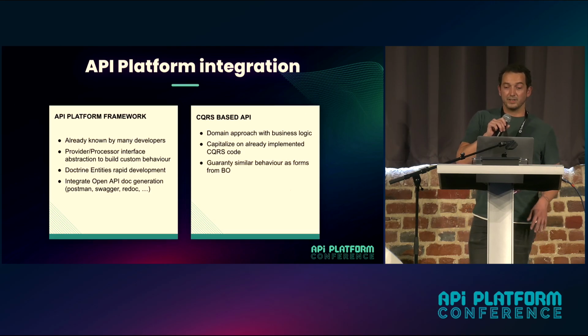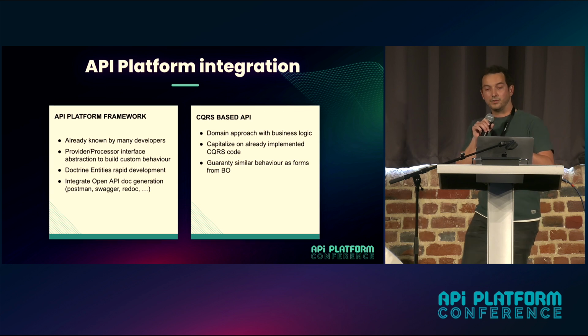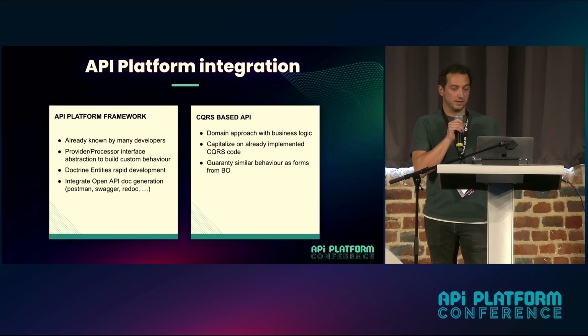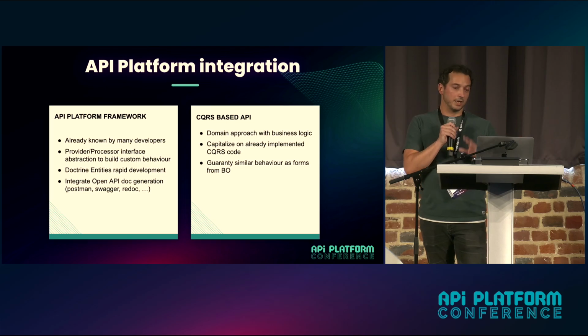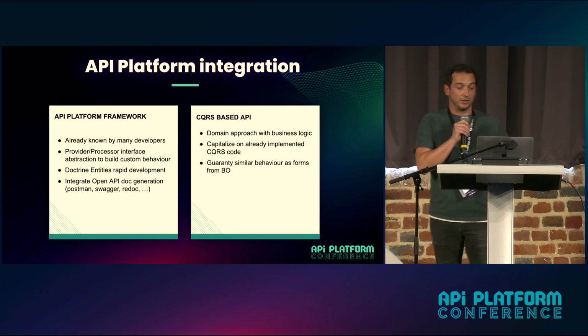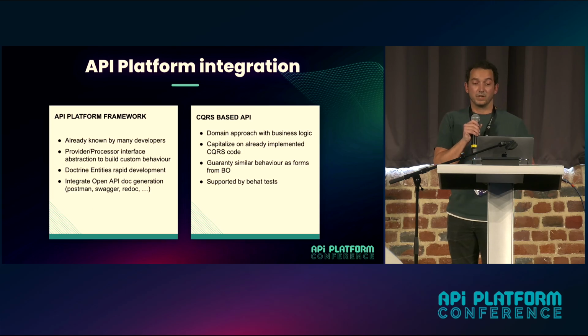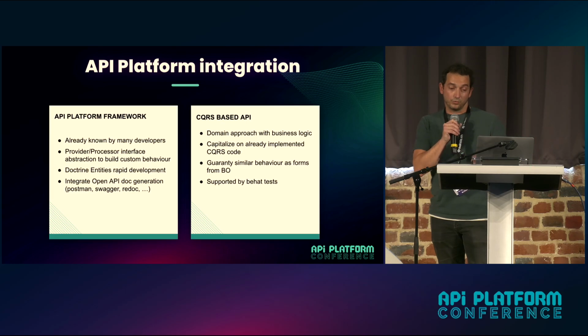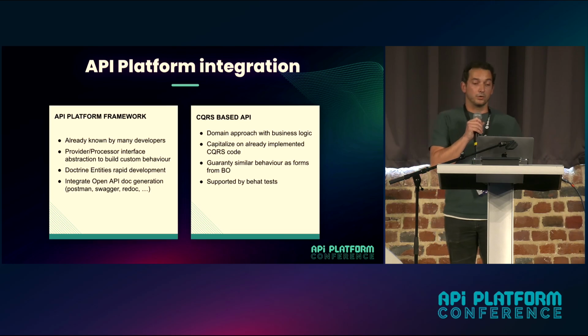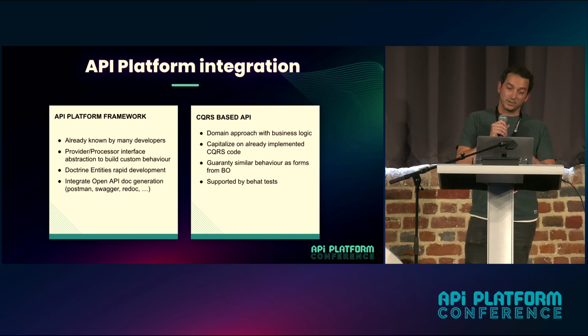It also guarantees that we'll have the same behavior in the form as in the API, since the form in your back office is based on the CQRS code, and it will be the same code that will be executed through the API. And it's supported by Behat tests, so we trust this code, we know that it works, and if it doesn't, we know that we can improve it with more tests to avoid any regression in the future.